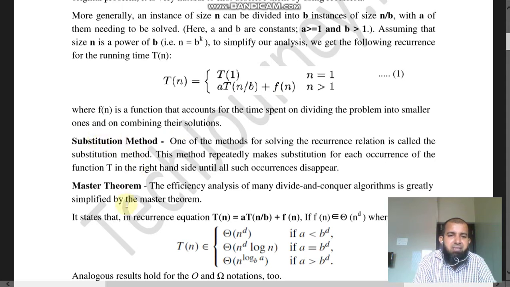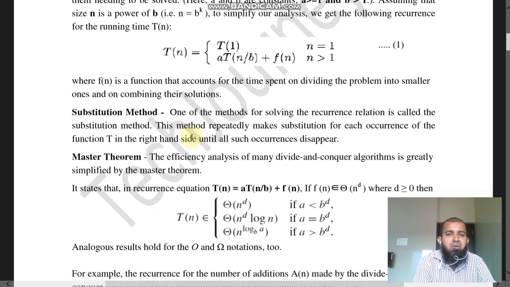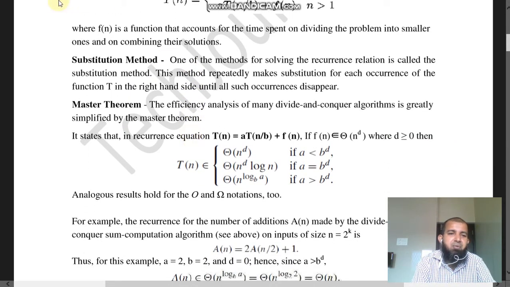There are two methods to find running time. One is the substitution method, the second one is the master theorem. First one, substitution method. One of the methods for solving the recurrence relation is called the substitution method.